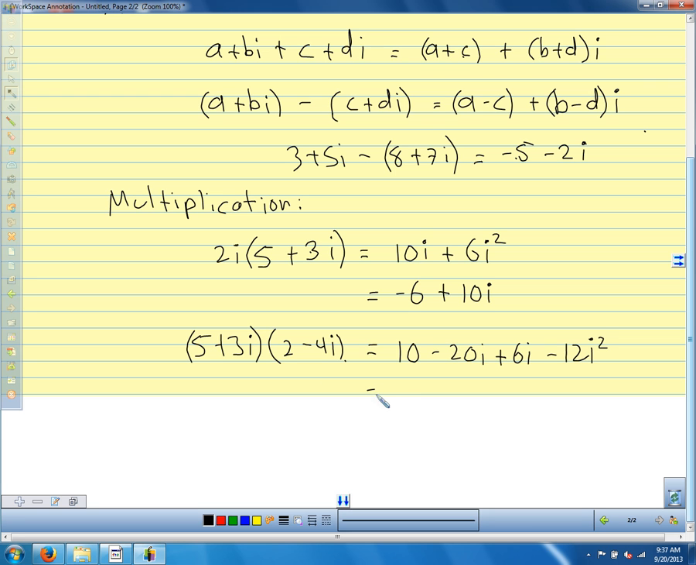So now we combine like terms. Combine the real part and the imaginary part. I get a minus 14i, and i squared is negative 1. So negative 1 times negative 12 is plus 12. Finally write it in standard form, so I get 22 - 14i. In standard form. So multiplication is like polynomials, also we distribute.